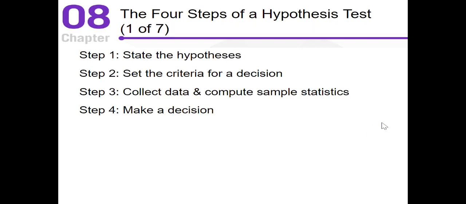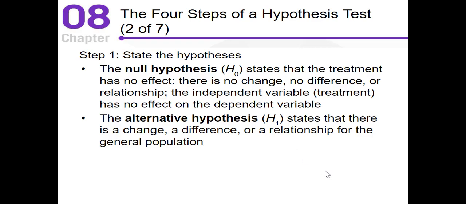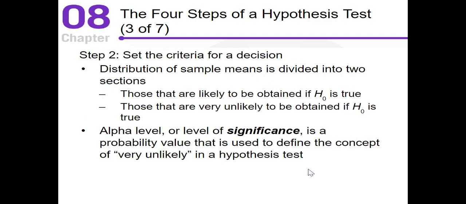There are 4 steps involved in hypothesis testing. The first thing we want to do is state a hypothesis, then set the criteria for making a decision, collect data and compute the sample statistics, and then make the decision. When we state the hypothesis, we have to look at the null hypothesis, which states that the treatment has no effect: there's no change, no difference, or no relationship between the independent variable and its effect on the dependent variable. The alternative hypothesis is that there is a change, a difference, or a relationship between those 2 variables.